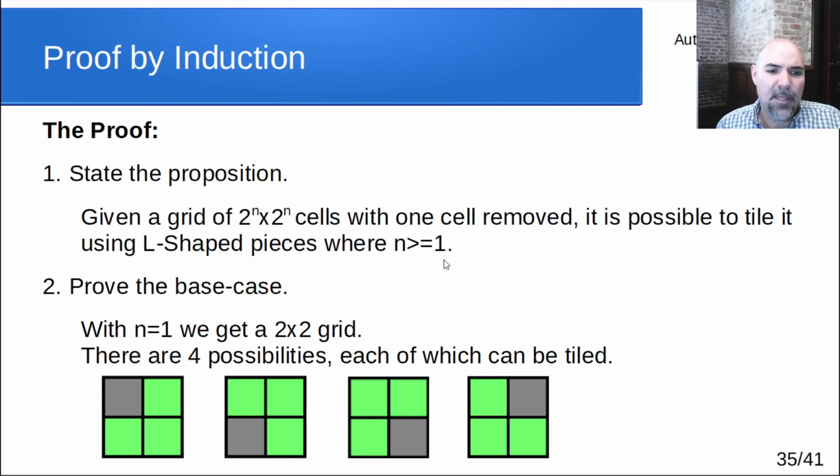All right, so let's prove it for the base case. The base case, n equals 1, we get a 2 by 2 grid. So 2 to the 1 by 2 to the 1 is 2 by 2. And there's 4 possibilities of which cell can be removed.